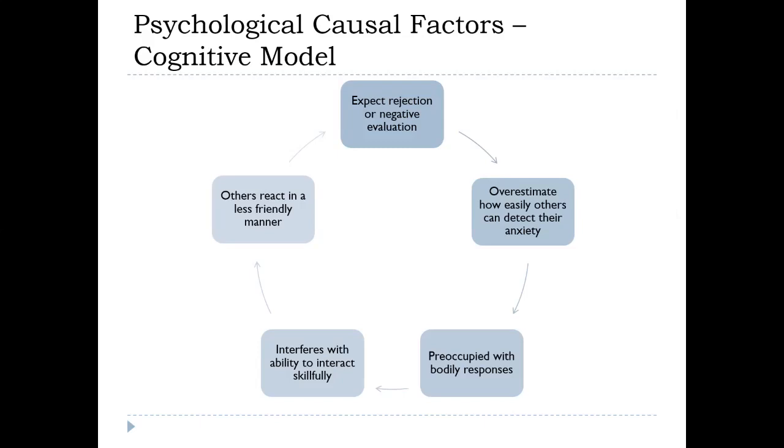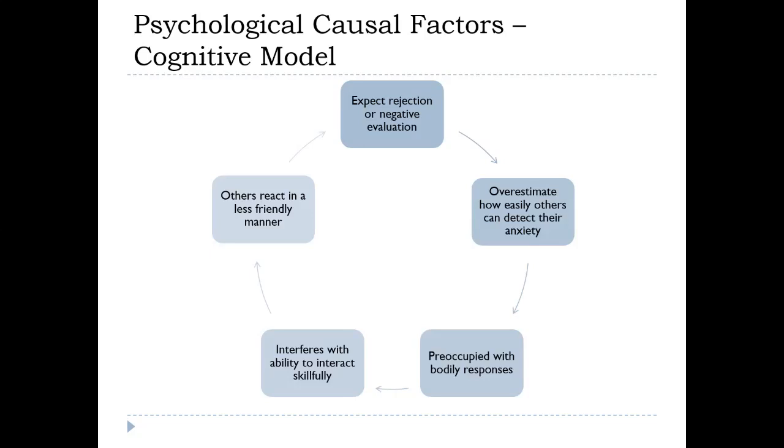The second thing that happens in concert with that is that they overestimate how easily others can detect their anxiety. So they get into the situation, and the minute they start to feel anxious, maybe they start to blush a little bit, and they start to think, oh no, everybody can tell that I'm anxious. Everybody's looking at me. They can see me shaking. They see the beads of sweat forming on my forehead. Right? They overestimate what others are paying attention to.